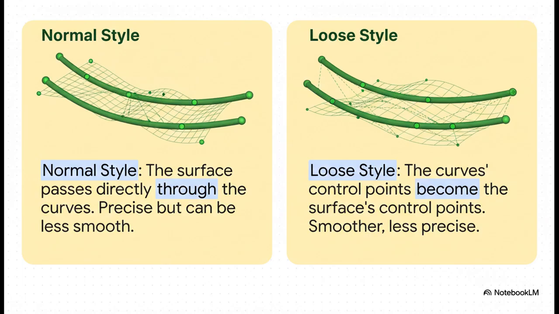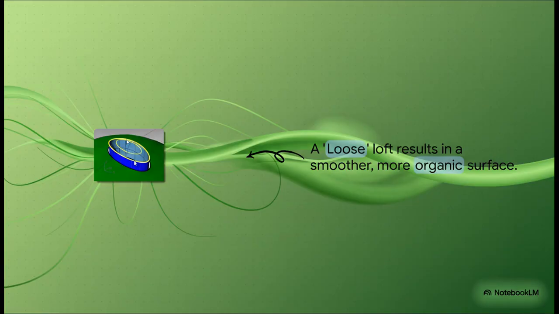But the loose style does something totally different. It uses the control points of your curves to define the control points of the surface. The result is often a much smoother, more flowing form, even if it doesn't hit your guide curves exactly. And here's a perfect example of what that loose style looks like in action. Just notice how gentle and continuous that surface is. What you're doing here is trading a tiny bit of pinpoint accuracy for a whole lot more organic smoothness. It's a really powerful choice to have, depending on what you're trying to design.